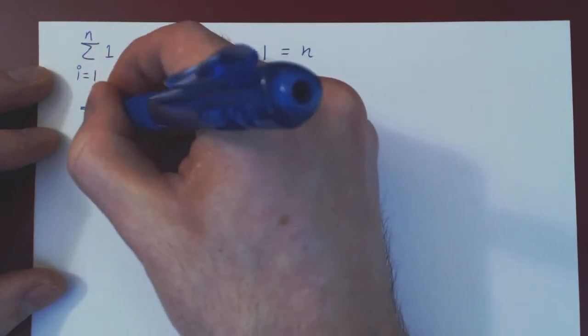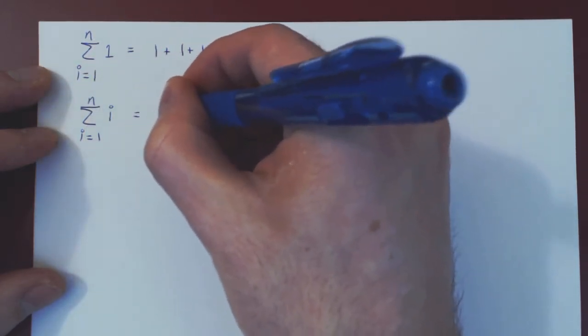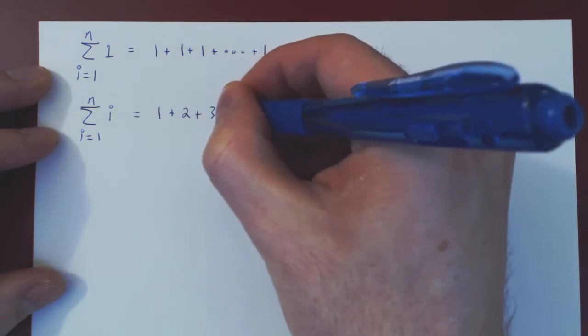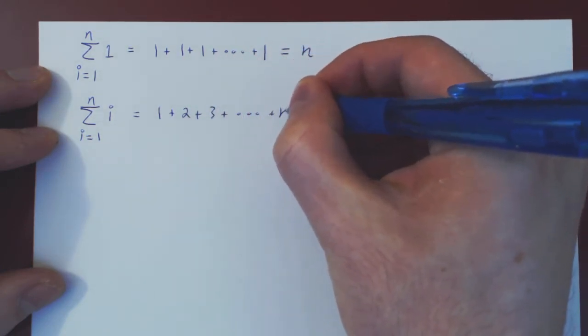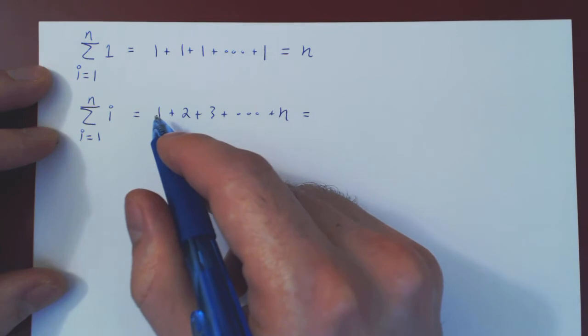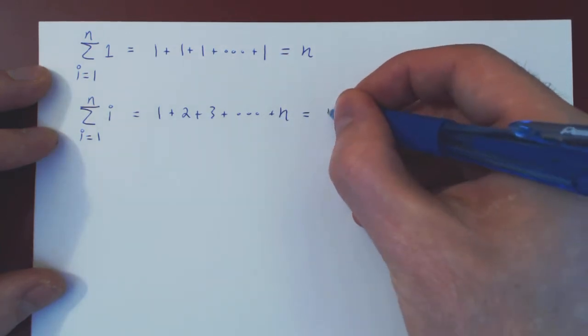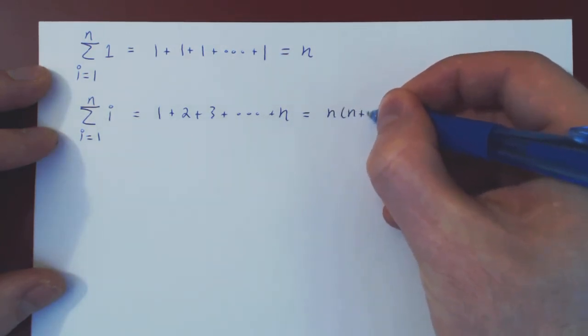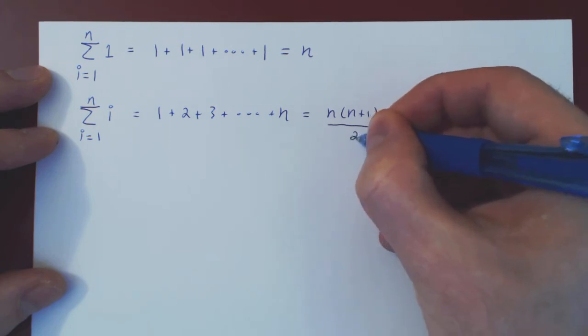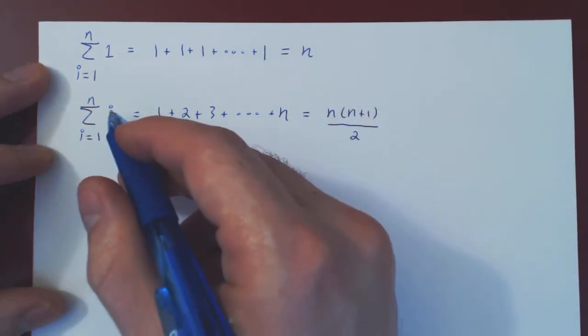If you sum now i from 1 to n, you get 1 plus 2 plus 3 all the way up to n. Now we know better not to evaluate this sum directly, but to use the shortcut formula: n times n plus 1 over 2. Let's go up to i cubed.